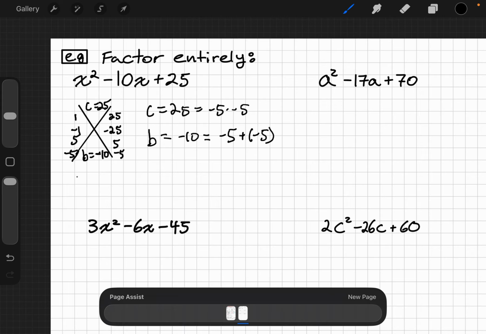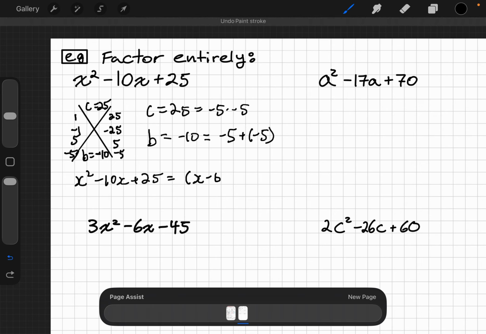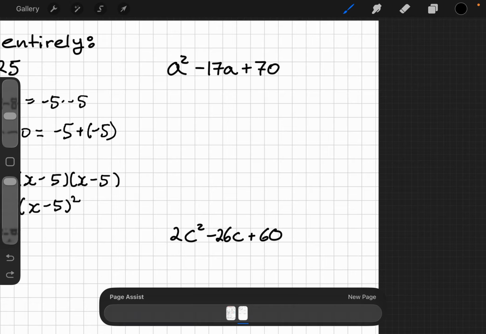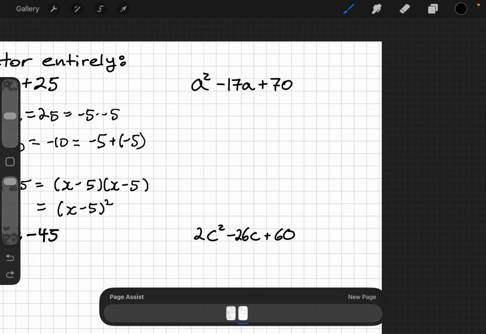So we can factor this now. X squared minus 10x plus 25 is equal to x minus 5. Whoops, that looks like a 6 there. x minus 5, x minus 5. All right, and we can simplify this further. This is just x minus 5 squared, all right? Two of the same factors multiplying each other. We can turn that into an exponent, right? Now we factor this.